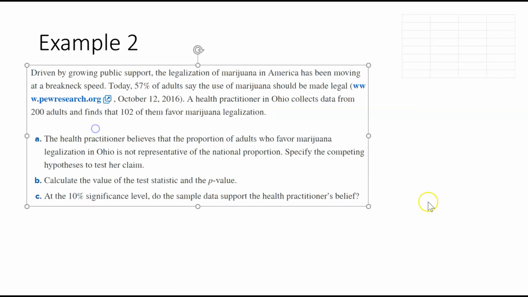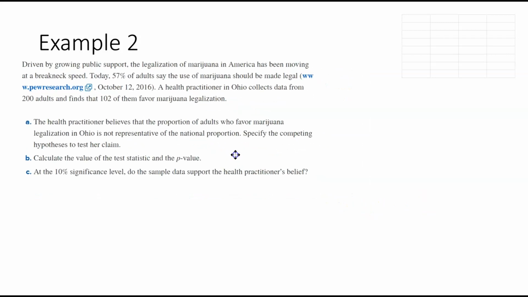Driven by growing public support, the legalization of marijuana in America has been moving at a breakneck speed. To date, 57% of adults say the use of marijuana should be made legal. A health practitioner in Ohio collects data from 200 adults and finds that 102 of them favor. The health practitioner believes that the proportion of adults who favor marijuana is not representative of the national proportion.